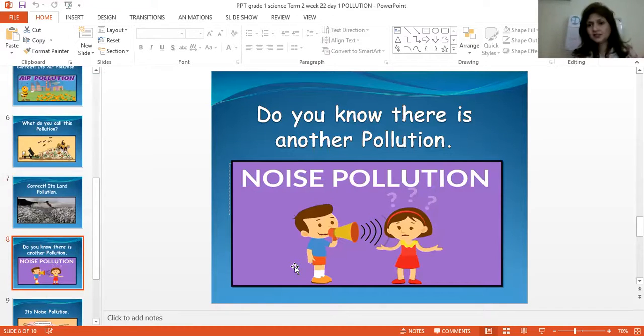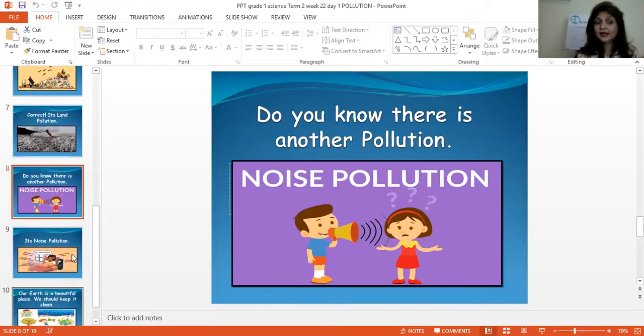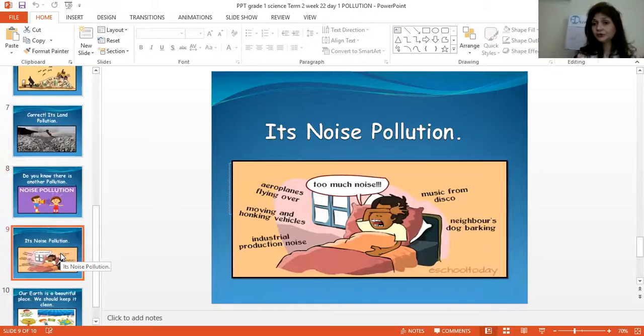When you are listening to some music and your volume is really high, that is also going to harm your ears. So that is your noise pollution. In the same way, when you yell or shout in the class, it makes it difficult for you to hear properly, and it might also harm your ears, right? So it's too much noise.